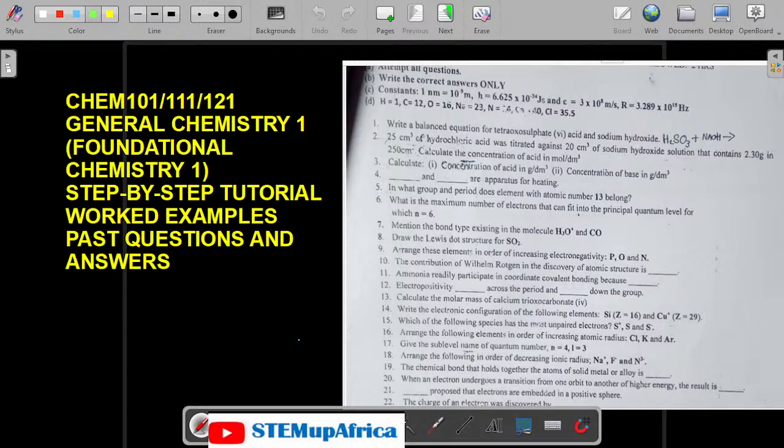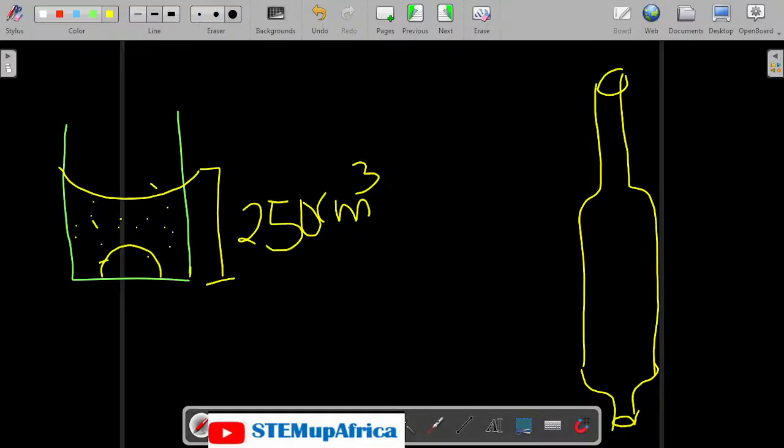Question 2 says 25 cm cube of hydrochloric acid.